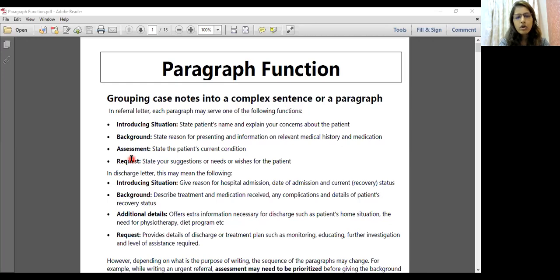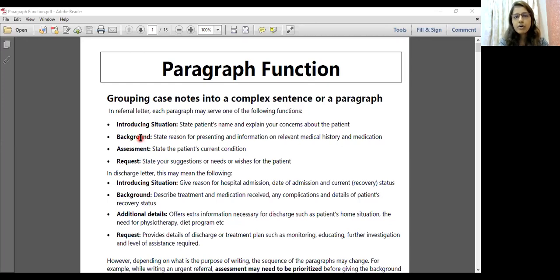So I'm sure all of you might have heard about the ISBAR format or SBAR format. While writing referral letters or while giving handovers, we often use this as a healthcare professional, particularly when you're communicating with another healthcare professional. So what does the S mean? There is a situation. So you include the patient's name and explain your concerns about the patient. So that is your situation paragraph.